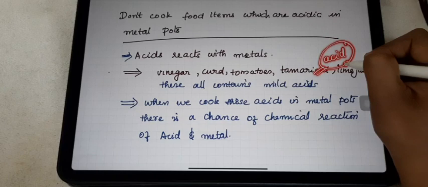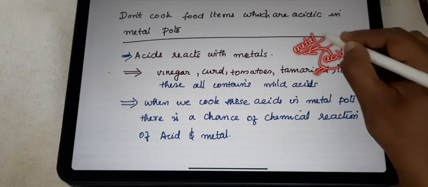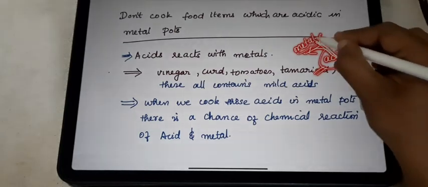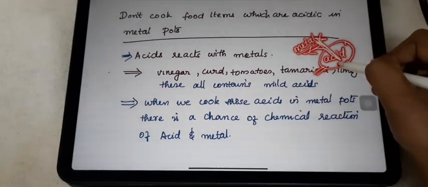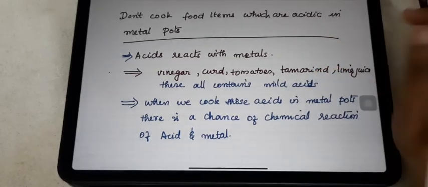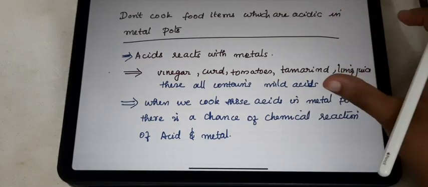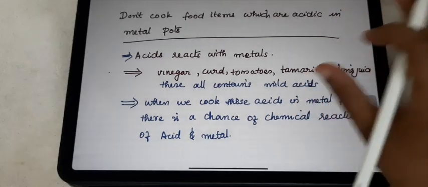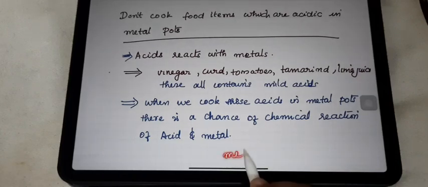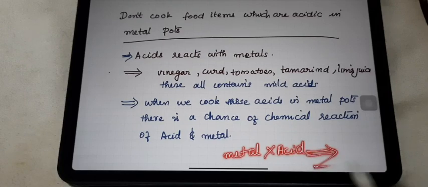If we cook this acid content in a metal vessel, what happens? There is a chance of chemical reaction between the acid and the metal. When metal and acid react, they produce some products that are not good for our body. That is why they say don't cook sour-tasting substances in a metal vessel. The metal and acid reaction will take place, the food will be spoiled, and it results in a lot of problems for our body.